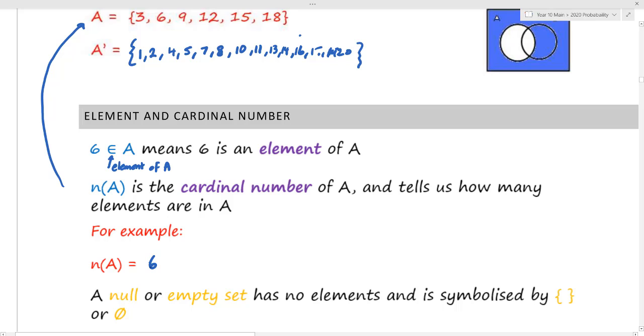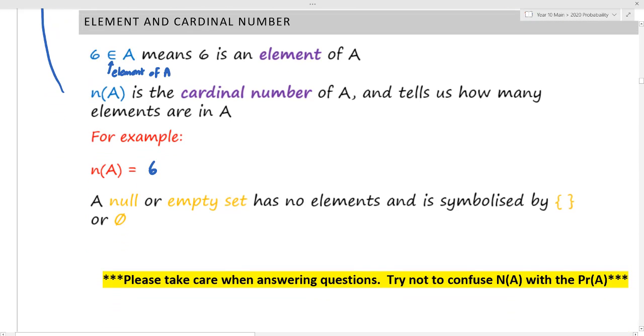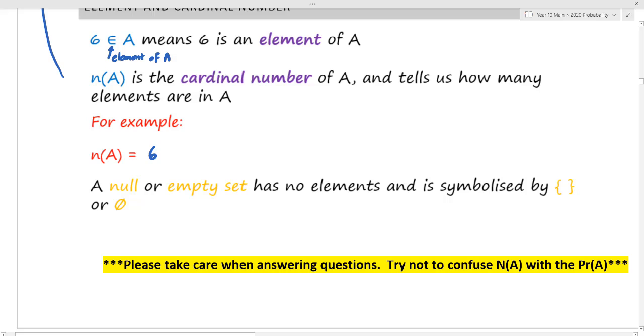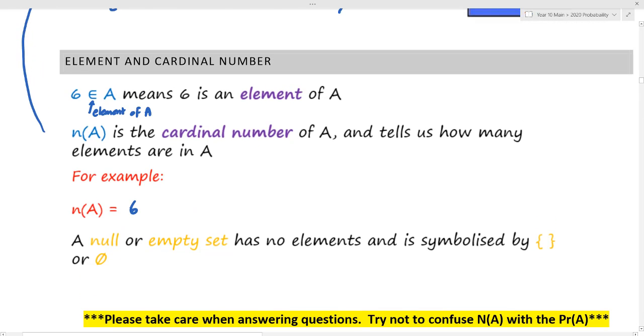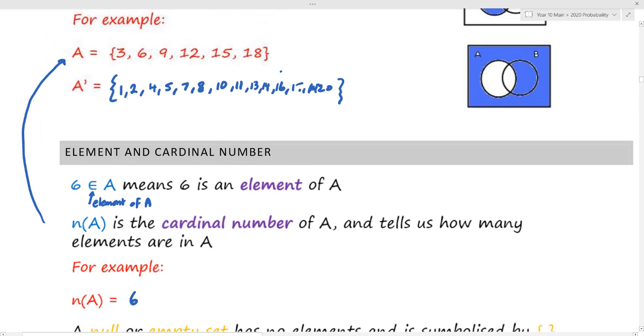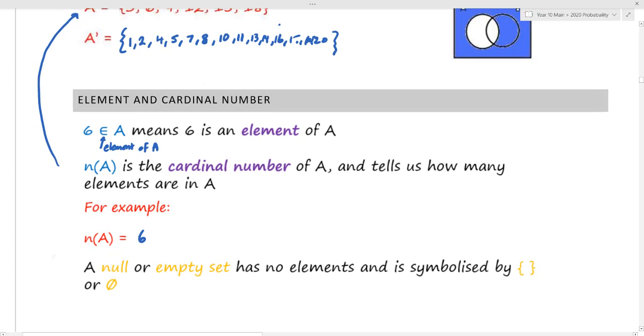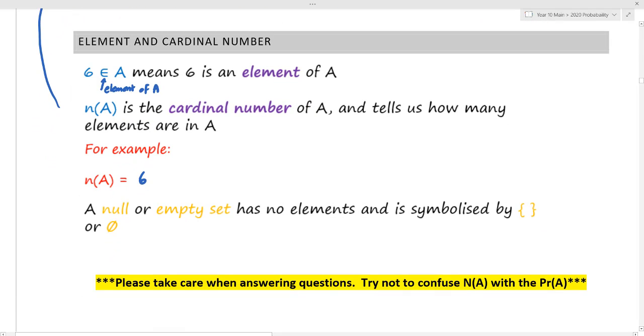You really have to be careful because, when I wrote these notes, I put this in highlight. What have I said? Please take care when answering questions. Try not to confuse the number of A with the probability of A. A lot of people do that. If we ask you for the cardinal number of A, how many elements are in A, that is just how many things are in A. There are 6 elements in A, so the cardinal number of A is 6. The probability of A and the cardinal number of A are 2 different things. That's why I've highlighted that there. You should really take note of that and revise over it when you're revising, because it's really important. It's a common mistake.